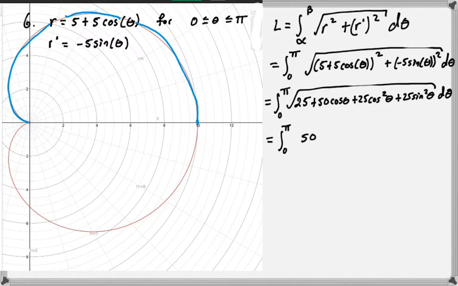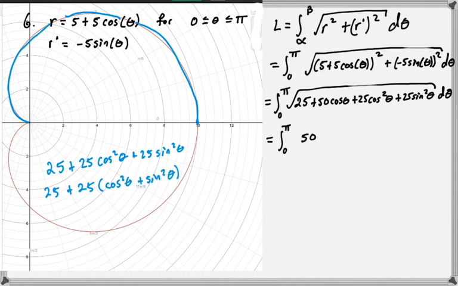Where did the 50 come from? Well, we have 25 plus 25 cosine squared theta plus 25 sine squared theta. So that's 25 plus 25 times cosine squared theta plus sine squared theta. And cosine squared plus sine squared, that's a Pythagorean identity, that's 1. So we have 25 plus 25 times 1. So that's where that 50 comes from.